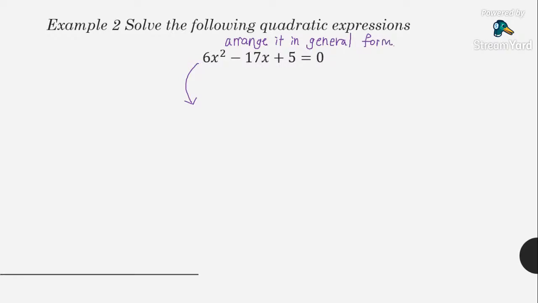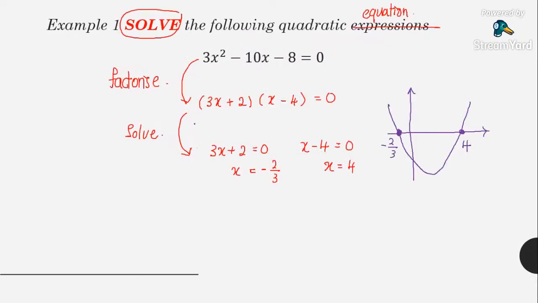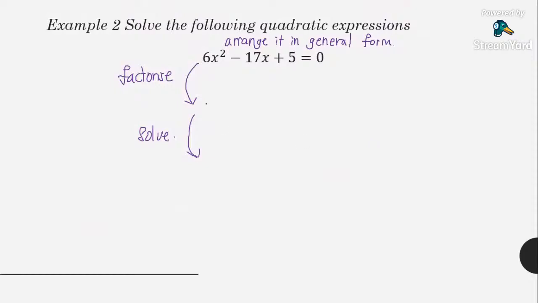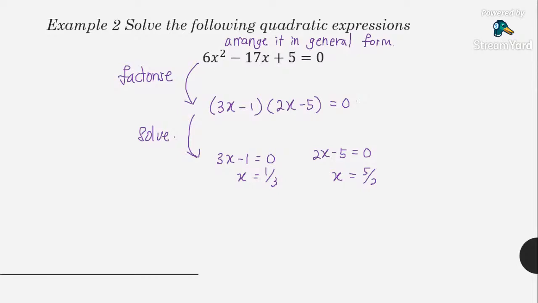So after you have done with the general form, you factorize it. Then only you solve. So we go back to the example just now. Actually, it's the same example. After factorizing, this is what I get: 3x minus 1, 2x minus 5. So when I solve it, same thing, 3x minus 1 equals to 0, so x is equals to 1/3. 2x minus 5 equals to 0, so x equals to 5/2.